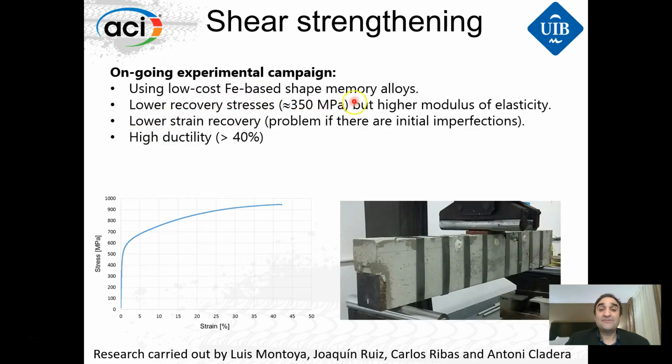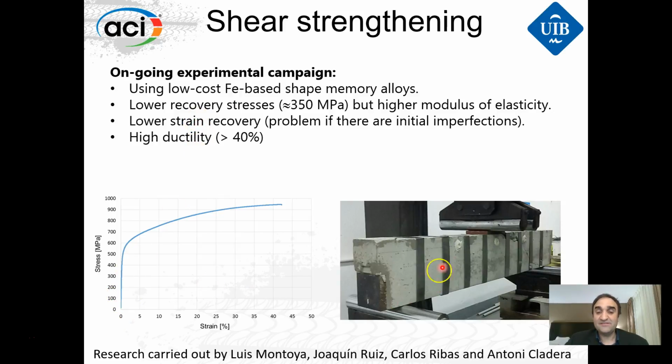Then, okay, we can generate 350 MPa recovery stress, but we have a lower strain recovery with this problem, so we can have a problem if there are initial imperfections. We need not to recover any strain at all, but to have perfectly confined the material, perfectly restrained the strain, and then just activate it and generate recovery stresses. We need not to recover strain.